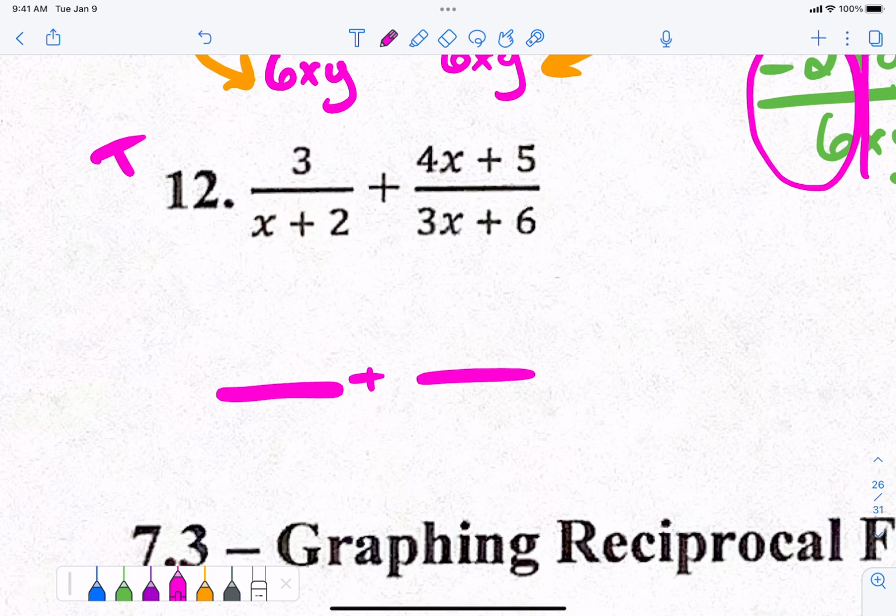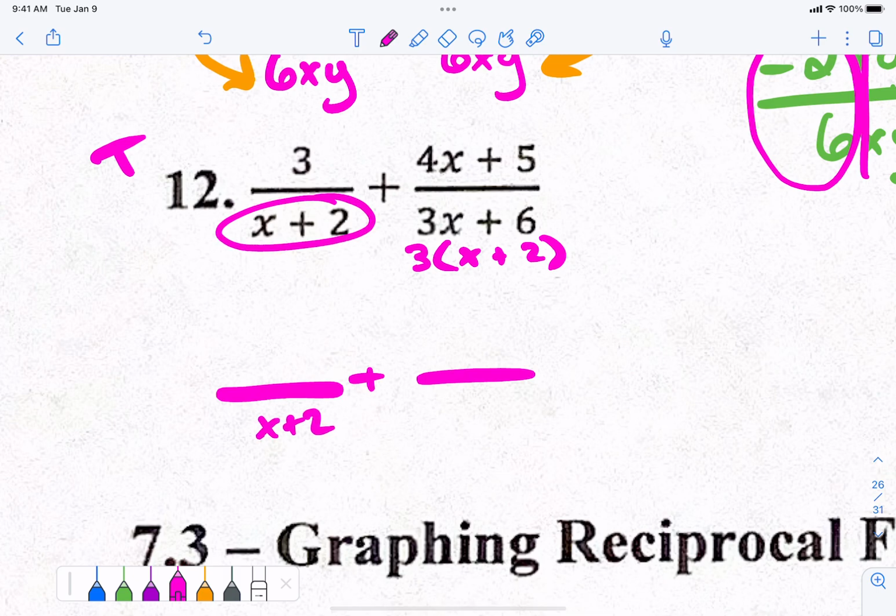Before we find a common denominator, what do you have to do? Greatest common factor. 3 times x plus 2 if I pull a 3 out, right? So, looking through my denominators, for the common denominator I know I need an x plus 2 in it, and I know I need a 3. Do I need a second x plus 2? No. So, 3 and x plus 2. There we go.